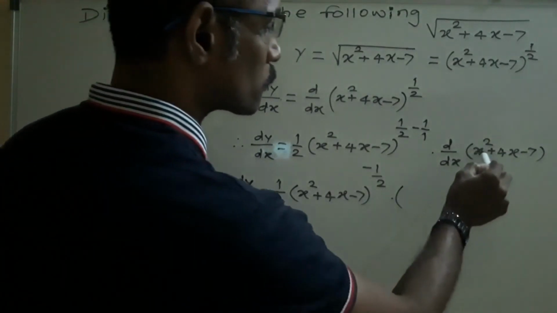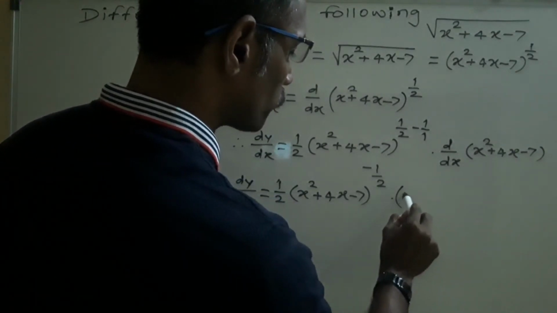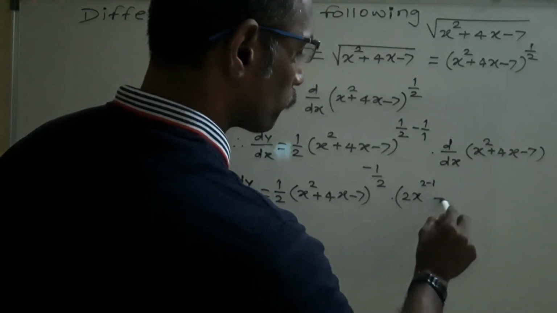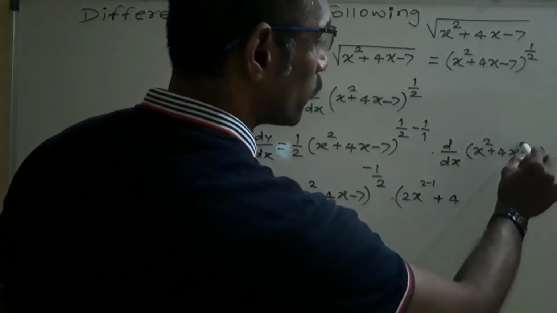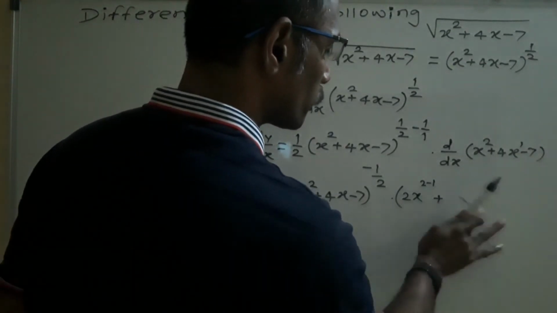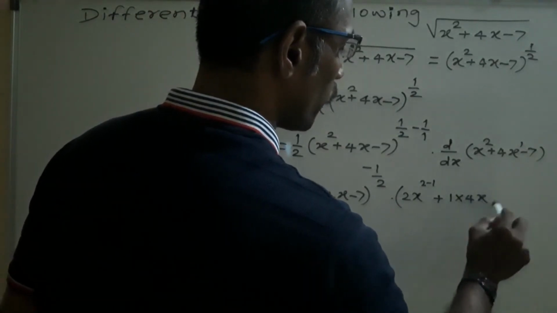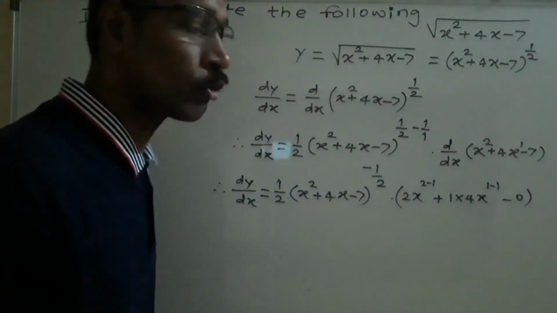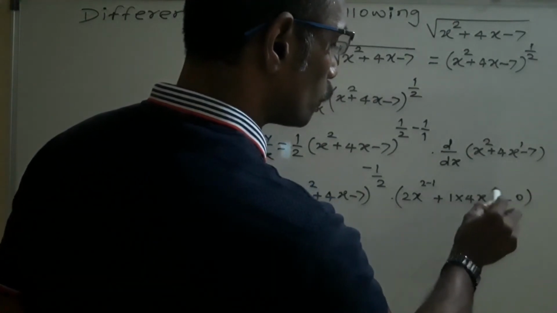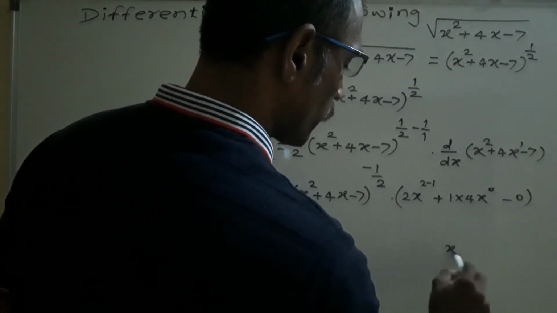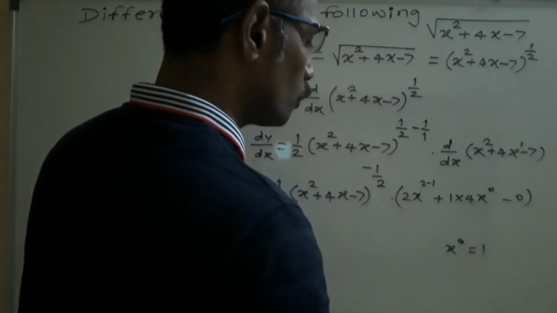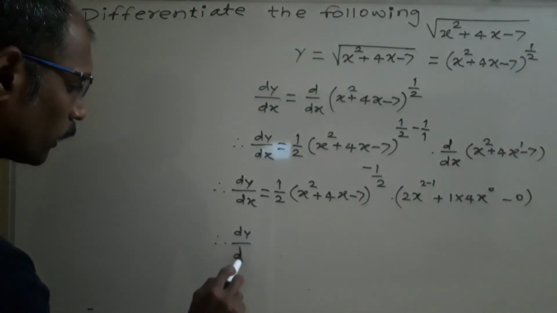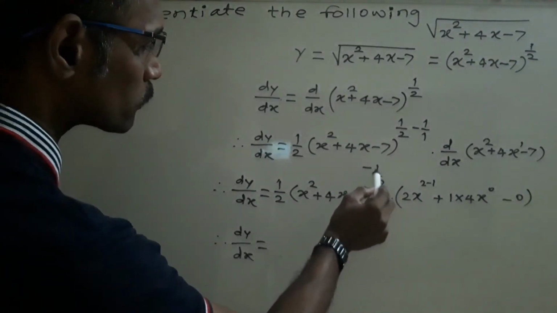Into this we differentiate x square, therefore we take this 2 here and 2x raised to 2 minus 1, plus in the same way 4, means here 1, therefore we write 1 into 4 x raised to 1 minus 1. And the differentiation of a constant number is always 0. Now here 1 minus 1 means 0, and by laws of indices x raised to 0 means 1. Therefore, finally we write the answer dy upon dx is equal to minus 1 upon 2.